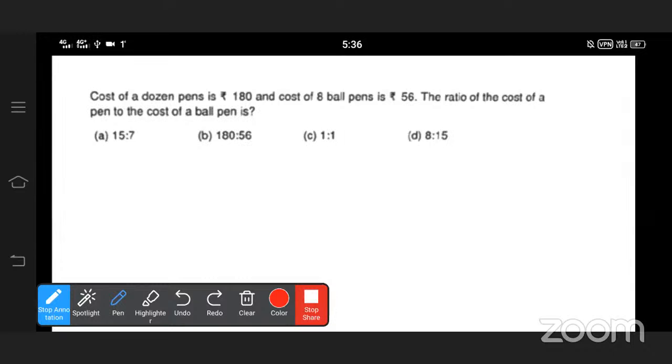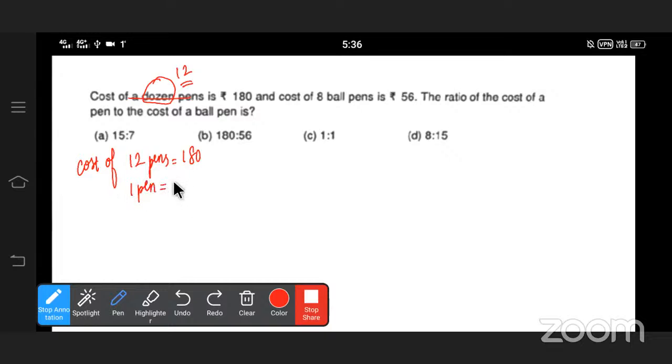Okay, listen. The cost of a dozen pens is 180. And the cost of 8 ball pens is 56. The ratio of the cost of a pen to the cost of a ball pen. Okay, listen. So what they have given is the cost of a dozen pens. A dozen means how many? 12. Okay, the cost of 12 pens is 180, right? So I am going to find the cost of one pen.